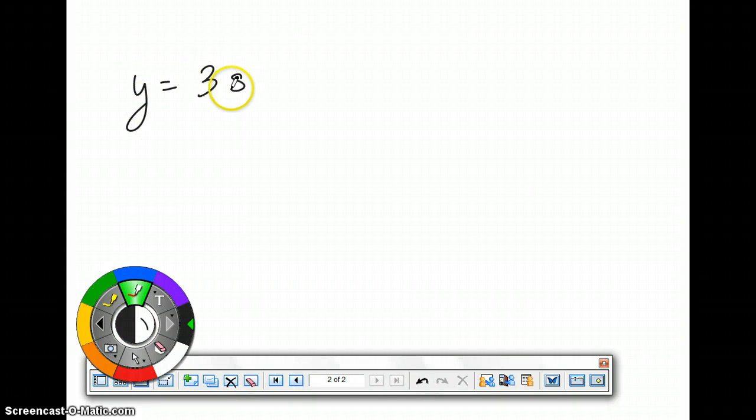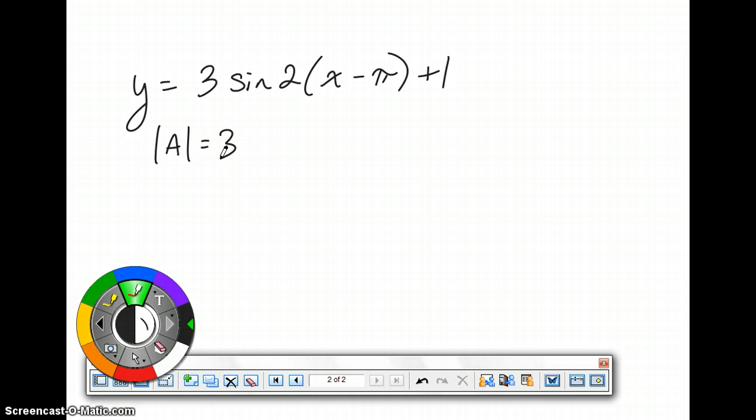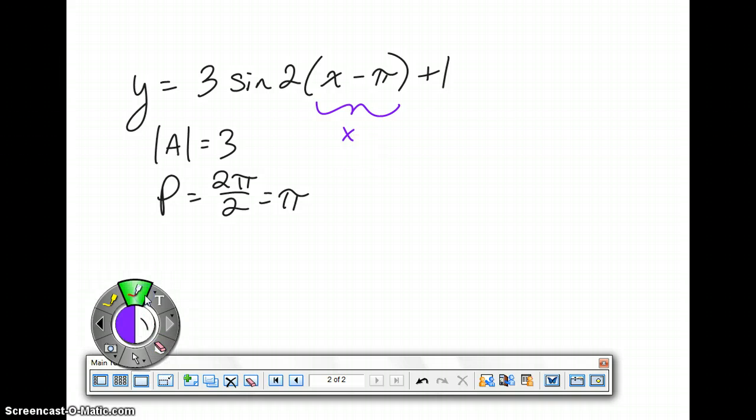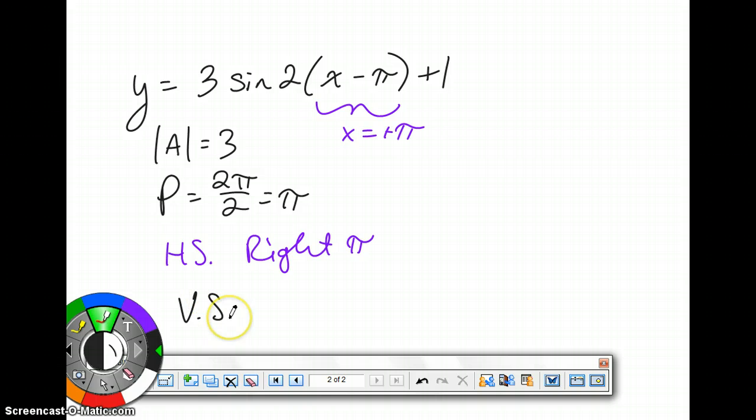Okay, so it's easy to see if you had, for example, y equals 3 sine of 2 times x minus pi plus 1, then your absolute value of a would be 3, or your amplitude would be 3. Your period would be 2 pi over 2, which would be pi. And then to find your horizontal shift, really simple then, if you solve that for 0, x would equal positive pi, because we just move it over to the right and then we change the sign. So x would equal positive pi. So that would mean that for your horizontal shift, you'd be going to the right pi.